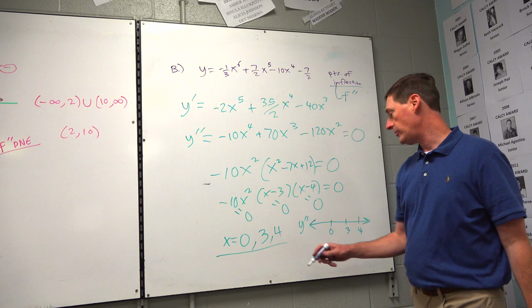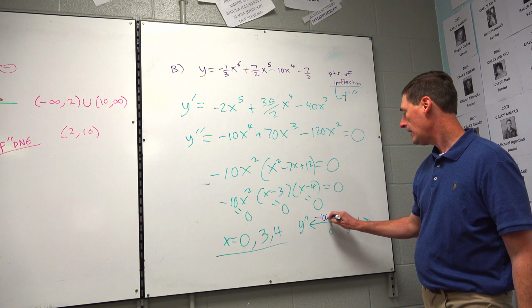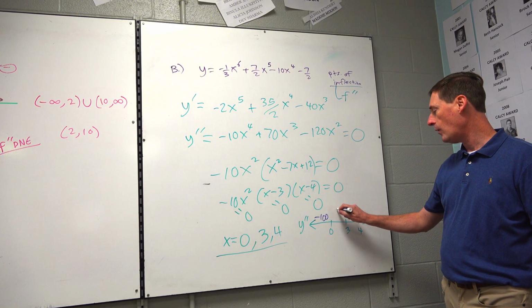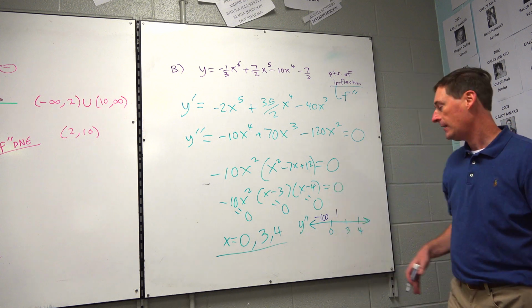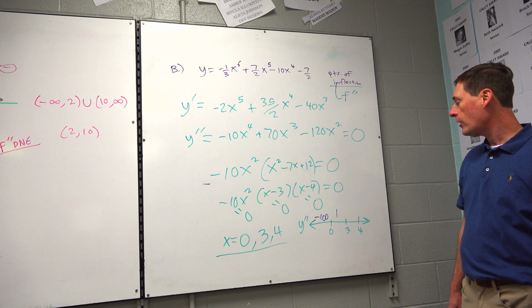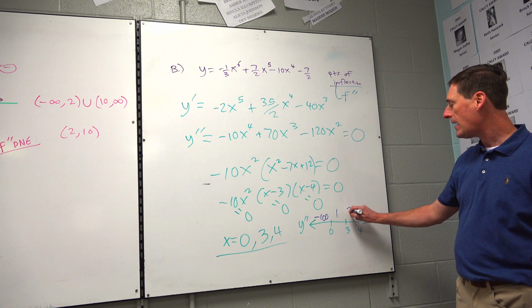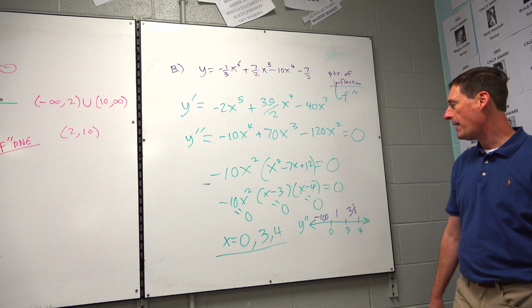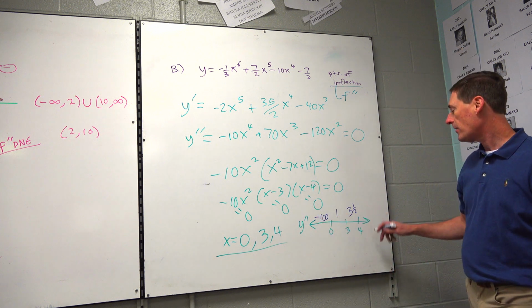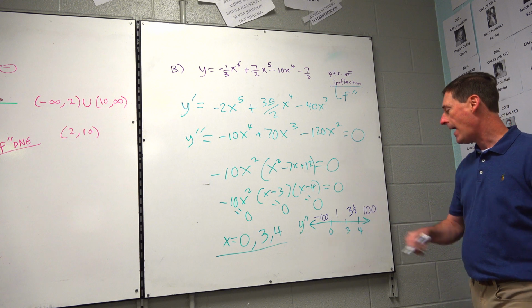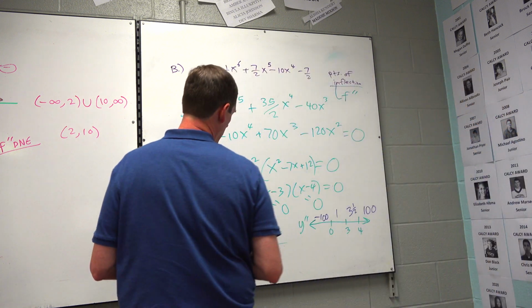So a number lower than 0, negative 100. Between 0 and 3, 1 or 2 would be the easiest. You can use a decimal if you really want to, but I wouldn't. Between 3 and 4, it's okay if you put 3.5. I mean, it's better to put 7 over 2, but 3.5, that's actually okay for here. And then bigger than 4, how about 100? So now, when you plug these numbers in, I want you to notice something.